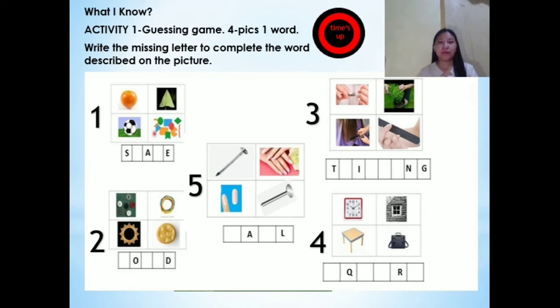Okay, so timer's up. Let us check if we got it all right. Again, please be honest in checking your work. So for number 1, we have shape. Number 2, round. Number 3, trimming. Number 4, square. And the last number, which is number 5, is nail. Did you get it all correctly? If you got a perfect score, very good. If not, well, that's okay. There's another activity for you.